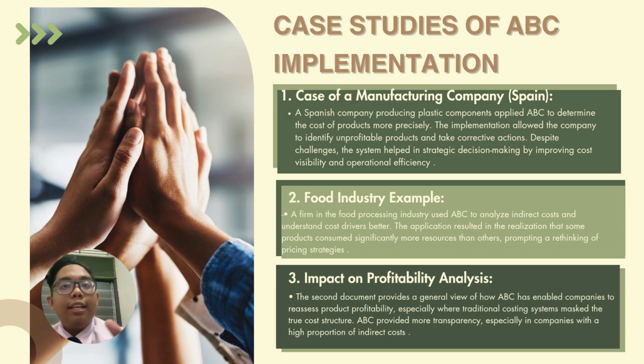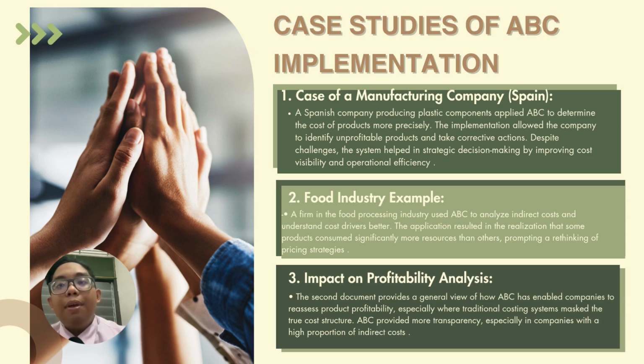Second is a food industry example. A firm in the food processing industry used ABC to analyze indirect costs and understand cost drivers better. The application resulted in the realization that some products consume significantly more resources than others.